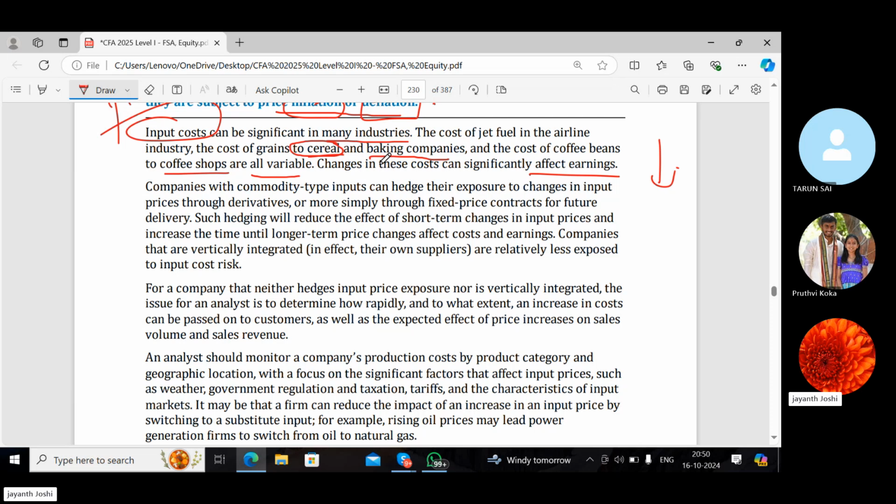Commodity can be anything, boss. It can be metal. A steel company wants iron ore. Petroleum companies want crude oil. So all these are commodities. There are commodities which are consumable and commodities which are non-consumable. Non-consumable commodities can be metals and all. Consumable can be food grains.